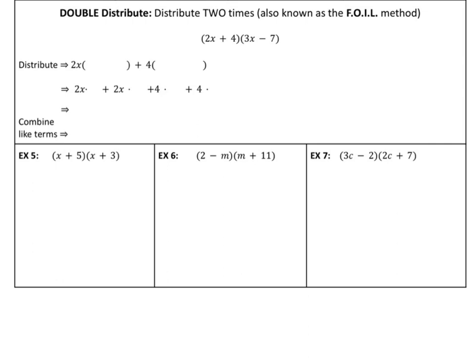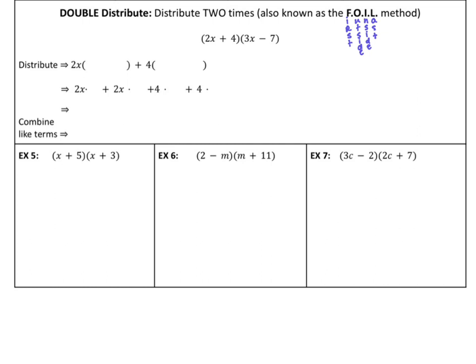It could also be known as the FOIL method, which is multiplying the first 2 terms, multiplying the outside 2 terms, multiplying the inside 2 terms, and then multiplying the last 2 terms. Okay, also known as double distribution, and we can also do something called the box method. So I'm going to show you that in just a second.